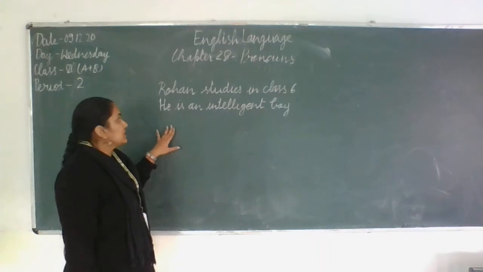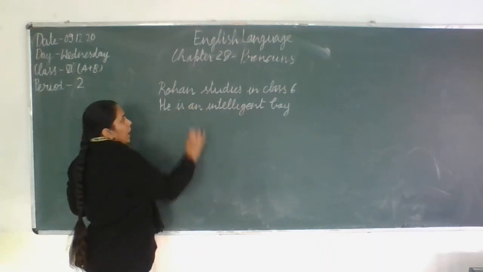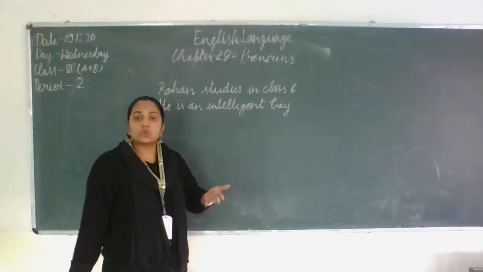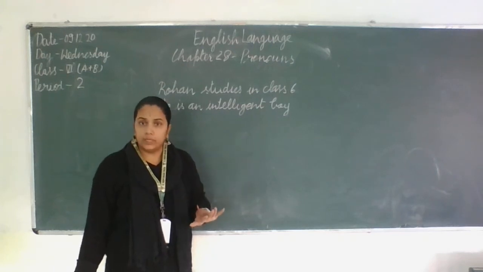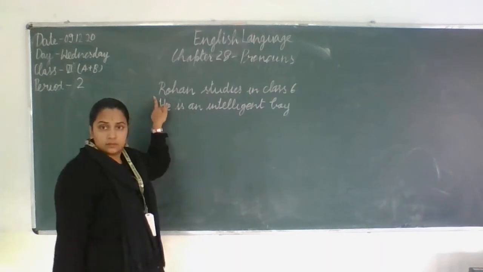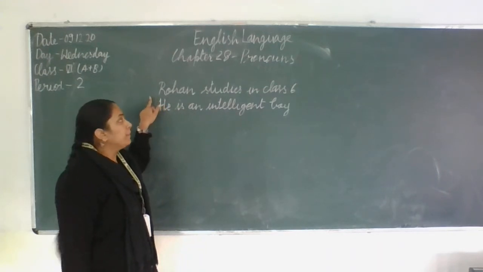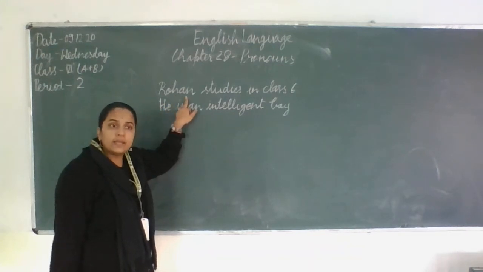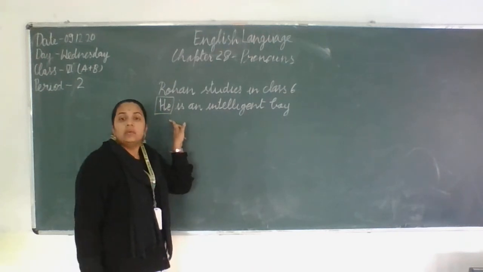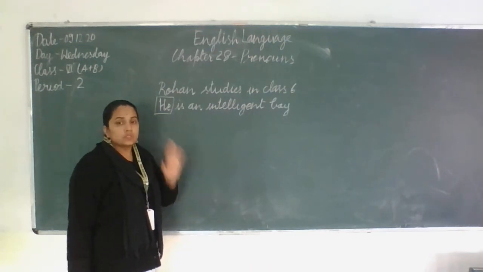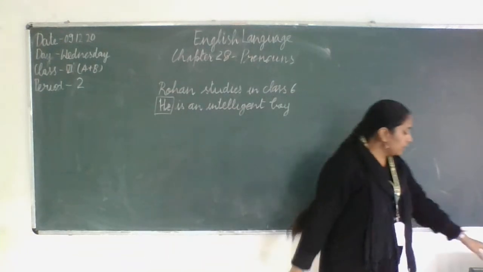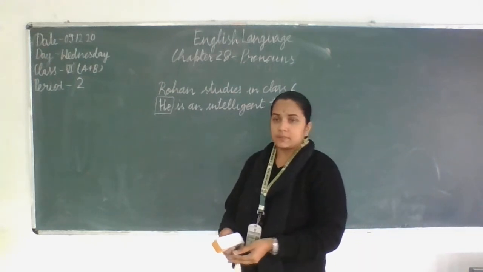In the first sentence, I have used the name Rohan, studies in class 6. Now, in the second sentence, also we are talking about Rohan only. He is an intelligent boy. Who is? Rohan. Rohan is an intelligent boy. But here, instead of writing Rohan again, we have used the word he. And what is he? He is a pronoun. So, the words which are used in place of a noun are known as pronouns.